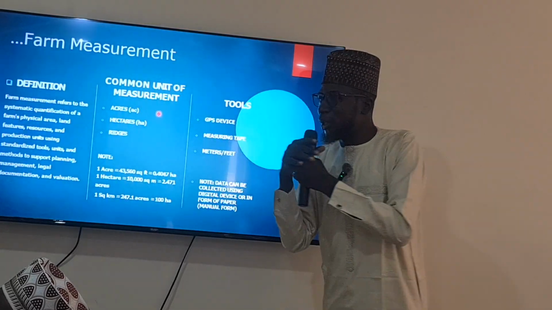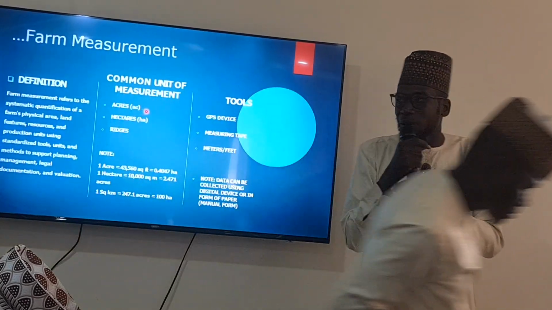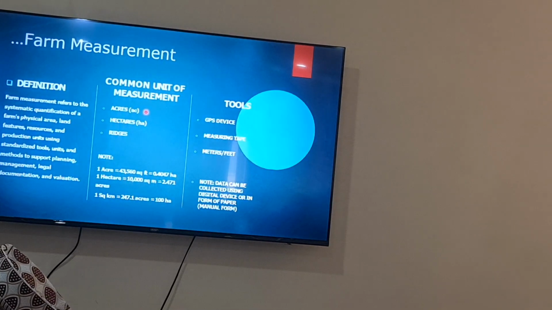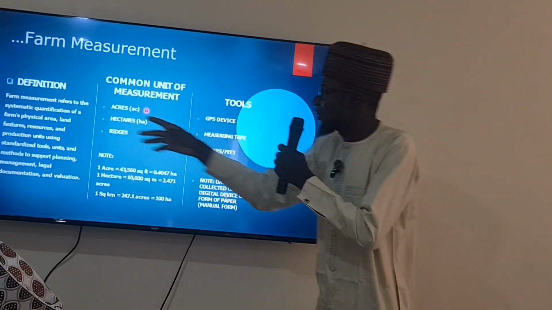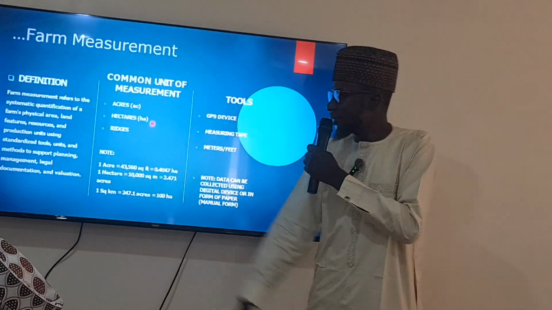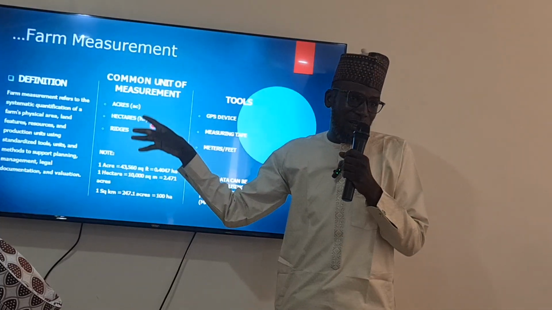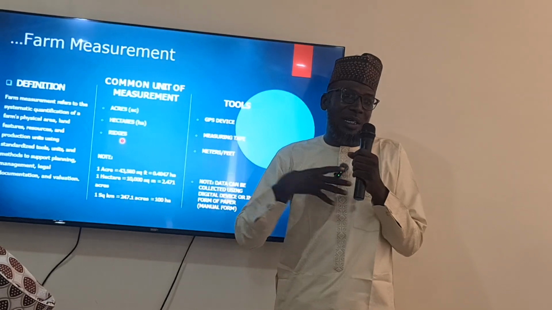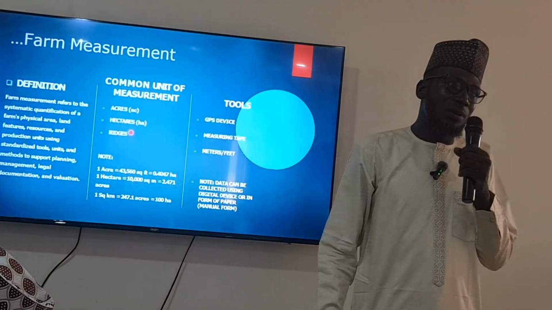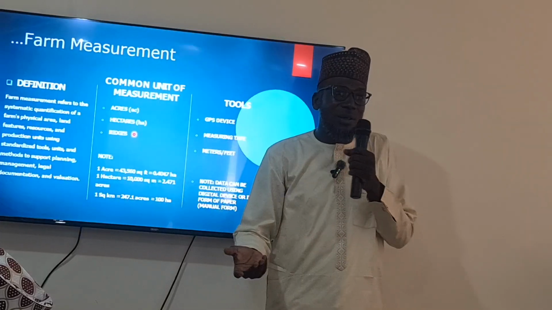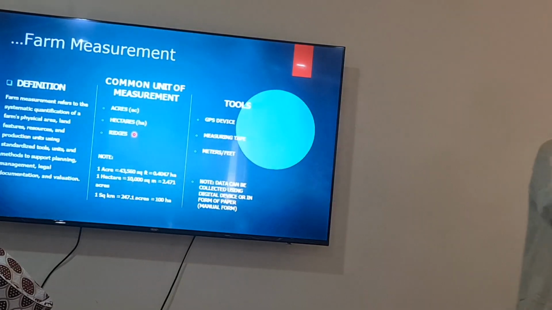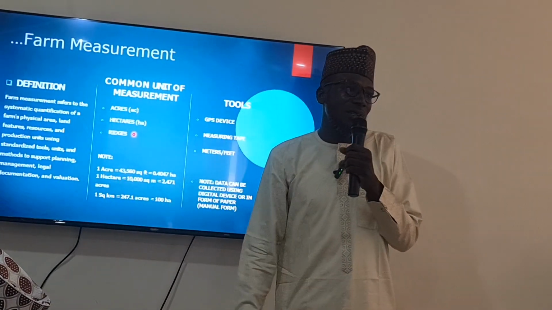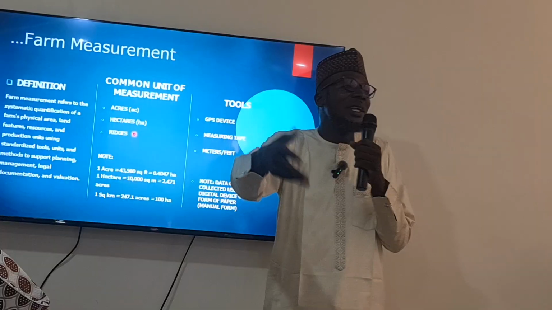Now, common units of measurement. If you want to measure farms, we can measure in acres, hectares. This is commonly used here, but it's not a standardized one. Ridges. Because I can tell you that I have 100 ridges, but maybe it's not up to 1 acre. Somebody can tell me he has 100 ridges, but it's more than 1, 2, or 3 acres. So that's why we just brought it here, because it's commonly used here.